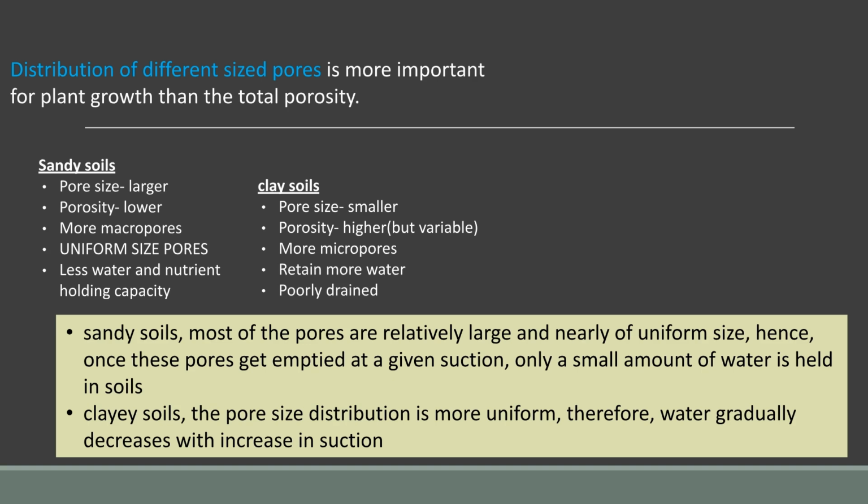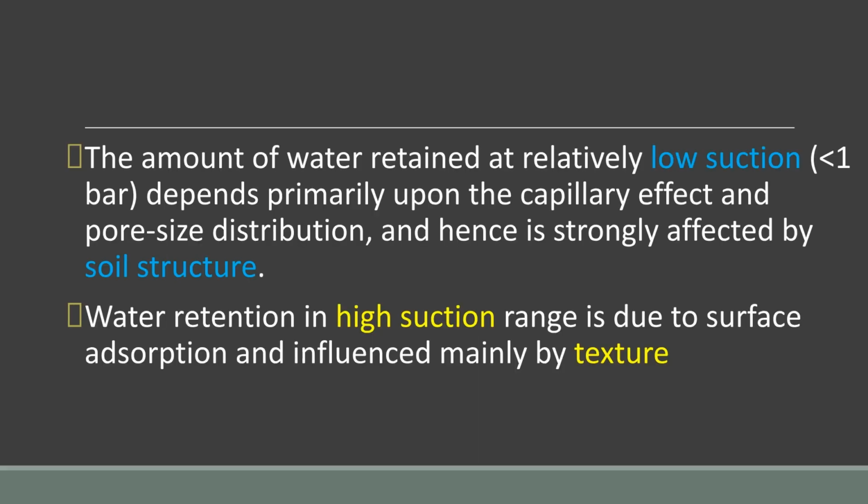Clay soils have smaller pores, higher total porosity, but may be poorly drained. Water retained at low suction depends on capillary effect and pore size distribution, which are strongly influenced by soil structure. Water retention at high suction is mainly due to surface adsorption, influenced by texture.